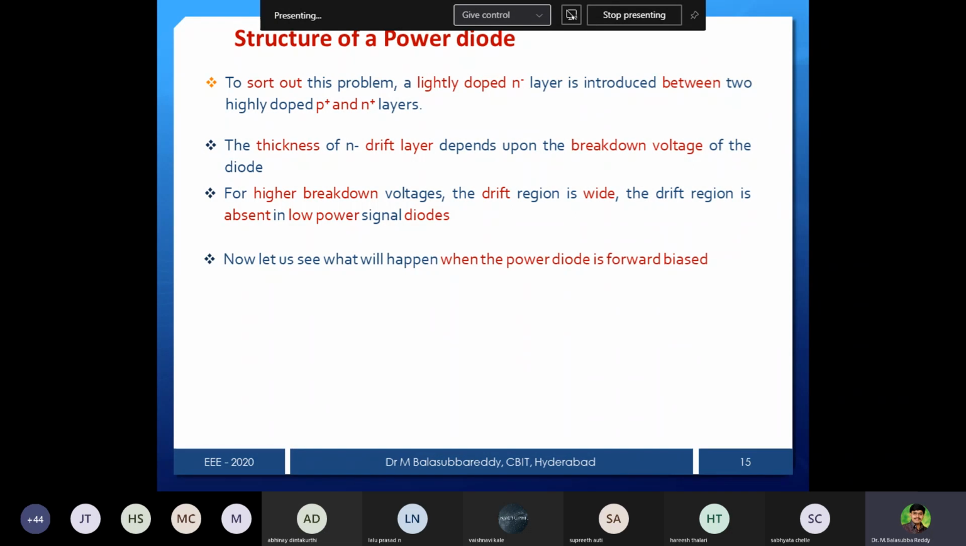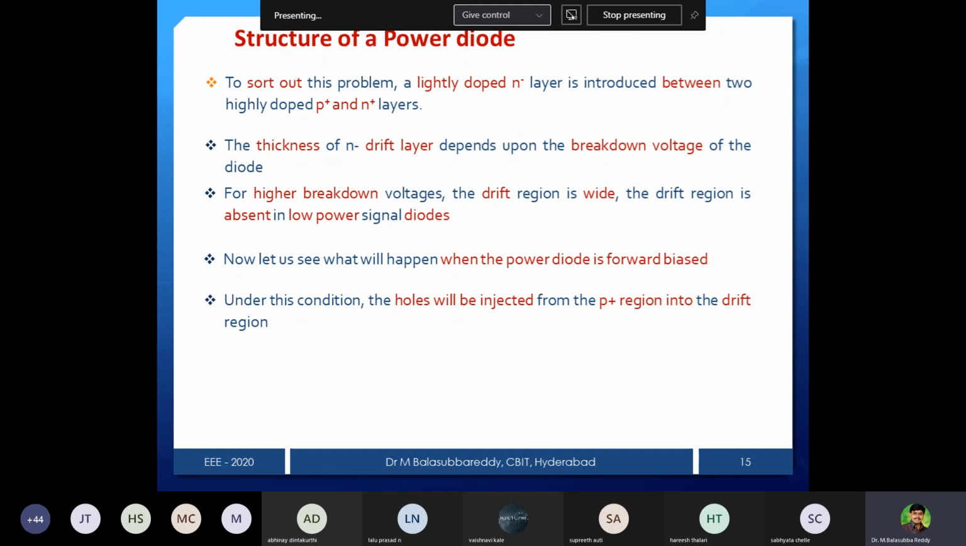Now let us see what will happen when the power diode is forward biased. Normally, in case of an ordinary diode also, once it is forward biased, it starts conducting because we don't require any gate here. Only in the power case there is an advantage.